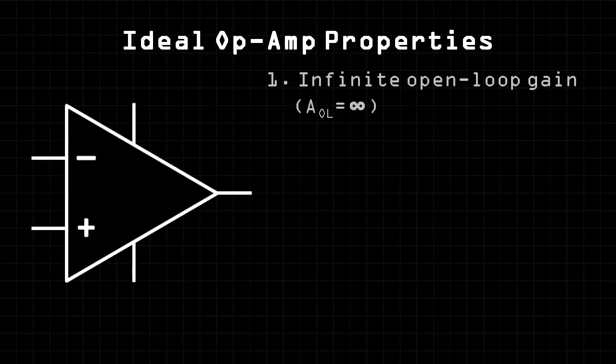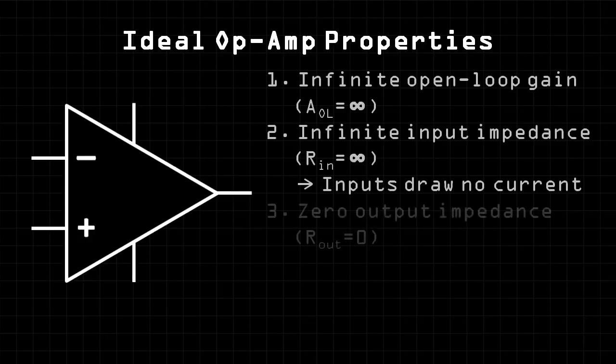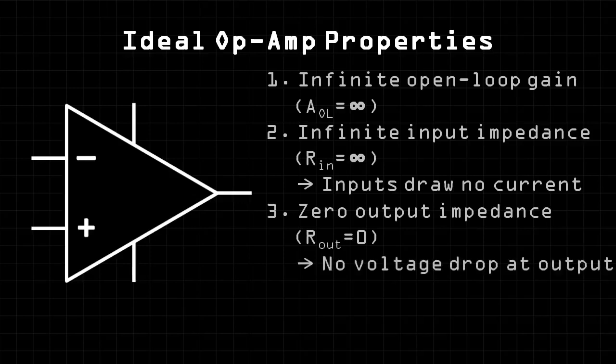Another property of the ideal op-amp is that the inputs have infinitely high impedance. This means that ideally no current will flow in or out of the inputs. Additionally, an ideal op-amp has zero output impedance. Thus, ideally, there shouldn't be a voltage drop when a current passes through the output. We'll add more to this list later on.